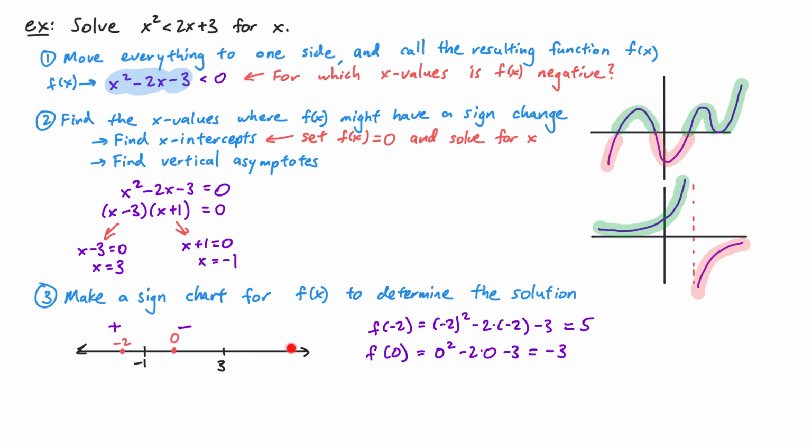Lastly, we have the interval on the right-hand side, everything above 3. So let's pick an x value there. For example, we can pick something like 5.